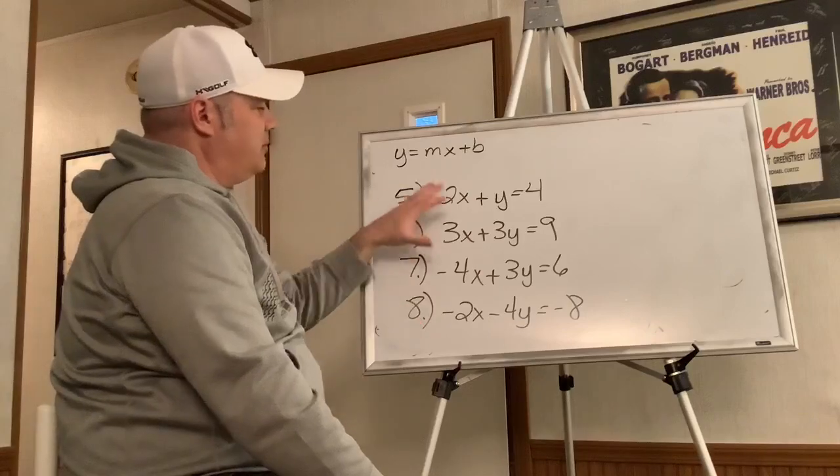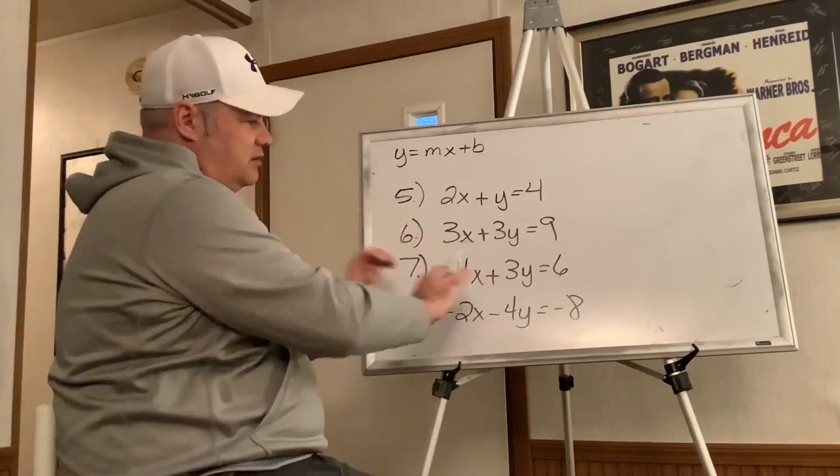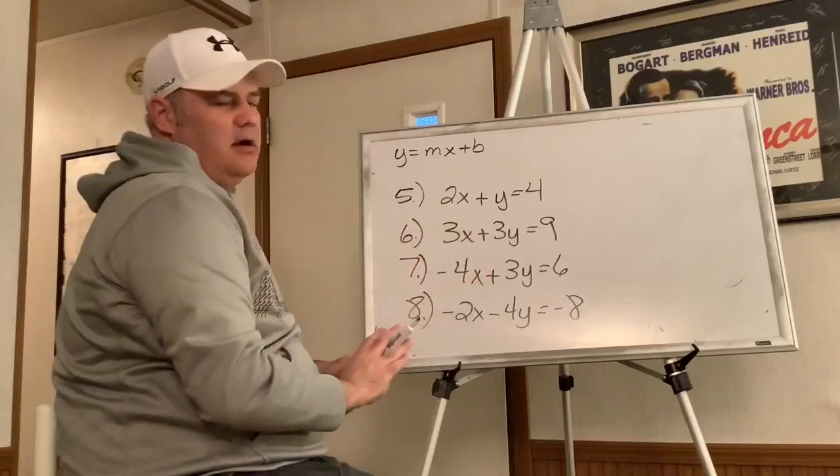So the first 4 problems are slope. The second 4 problems are putting these in order. You're not solving, you're just putting them in y equals mx plus b, and when you get them there, you're done.